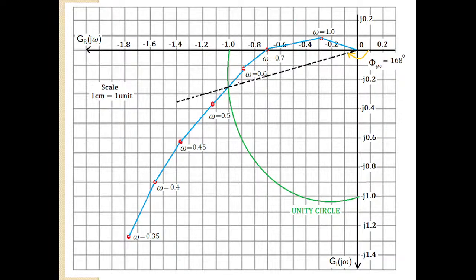Now what you do is take a scale and join the origin with the intersection point of this polar plot with the unity circle. Draw a dotted line from the origin to the intersection point of the plot on the unity circle.